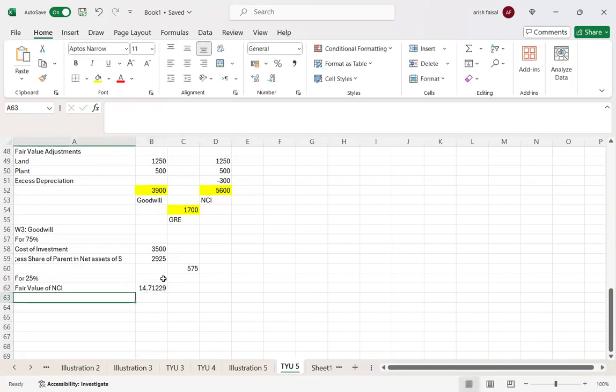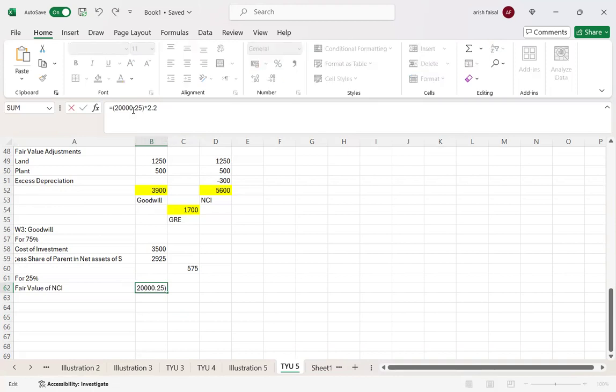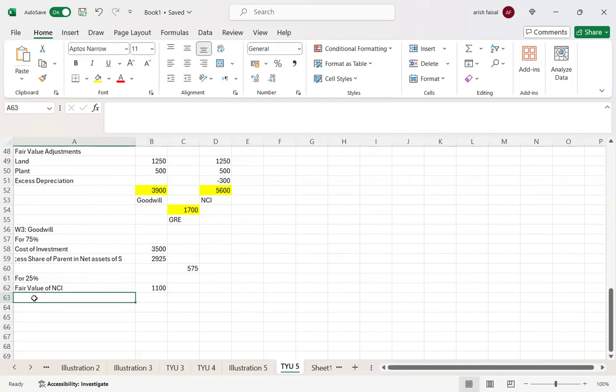So this gives me a total valuation of 1,100 actually. Okay. So that's the fair value of NCI. Let's look at the NCI share in net assets, which is 25 percentage.